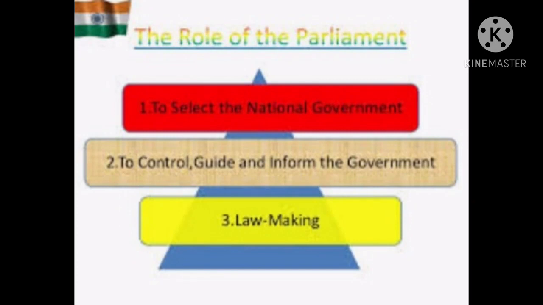If no party gets a clear majority, two or more parties may together form the government. This type of government is called a coalition government, கூட்டணி ஆட்சி. Right, coalition government, கூட்டணி ஆட்சி.